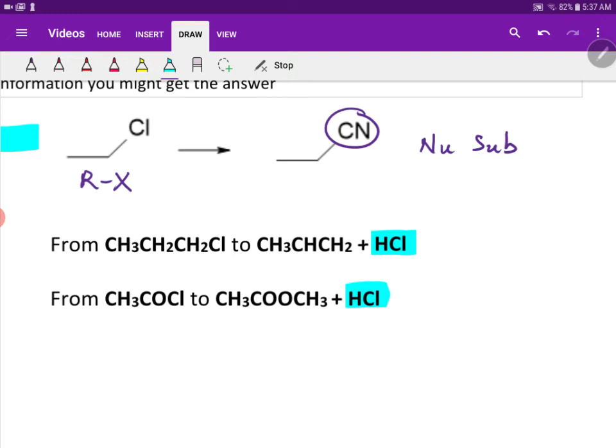If you take a look at the first example, you will see that from the reactant to product, only one hydrogen and one chlorine is lost. If these two things are lost from the reactant and nothing else has happened, it is most probably an elimination reaction.